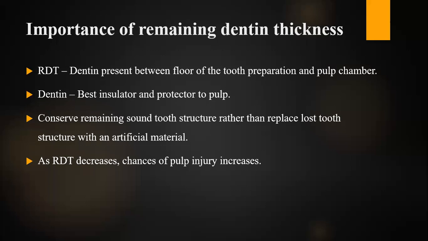Dentin is considered the best insulator and protector to the pulp. Therefore, conserve the remaining sound tooth structure rather than replace the lost tooth structure with an artificial material. As the remaining dentin thickness decreases, chances of pulp injury increase.